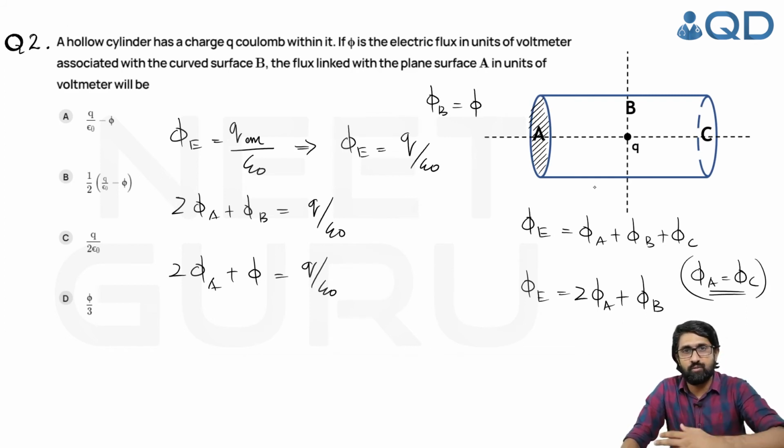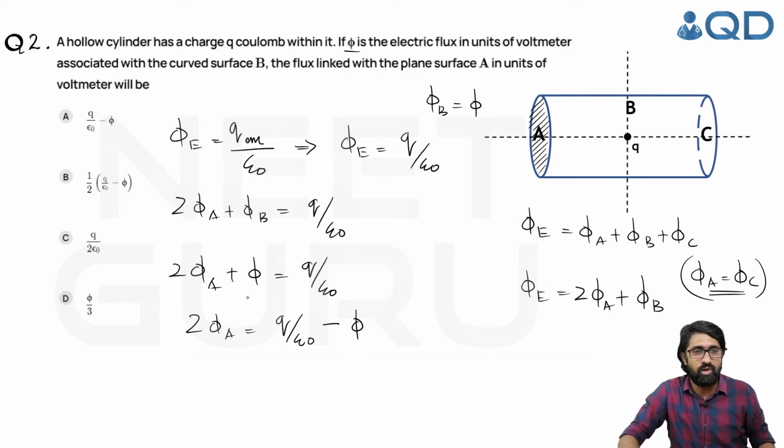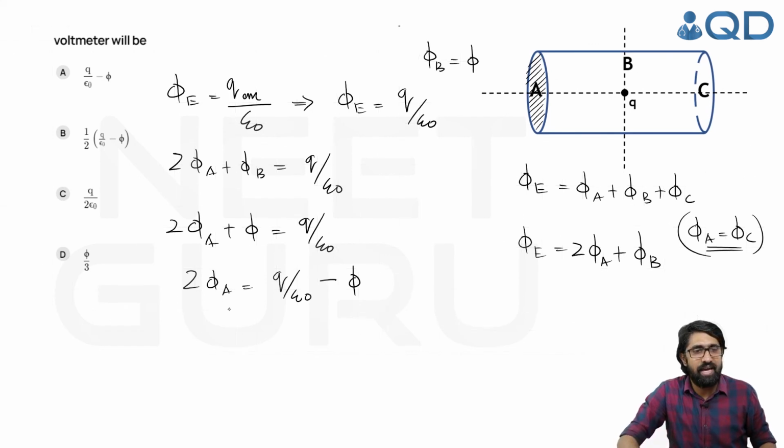Phi B is the flux that is passing through the curved surface here, and that is given in the question as simply phi. That is how we can replace phi B with phi. Now, 2 phi A would then become Q by epsilon naught minus phi on rearranging it. And if that is true, I can say that phi A, which we need to find out, the electric flux passing through the plane surface A, phi A will be equal to 1 by 2 multiplied with Q by epsilon naught minus phi. Now this is our solution.